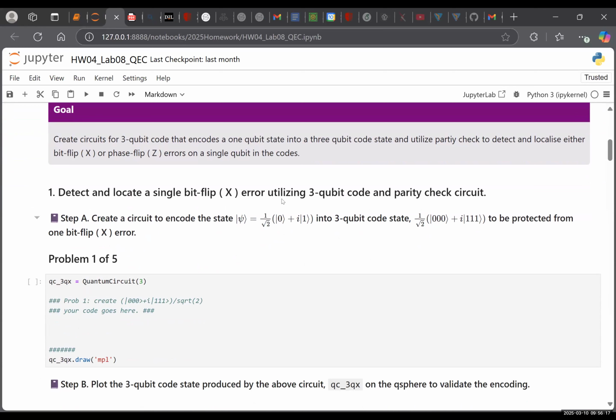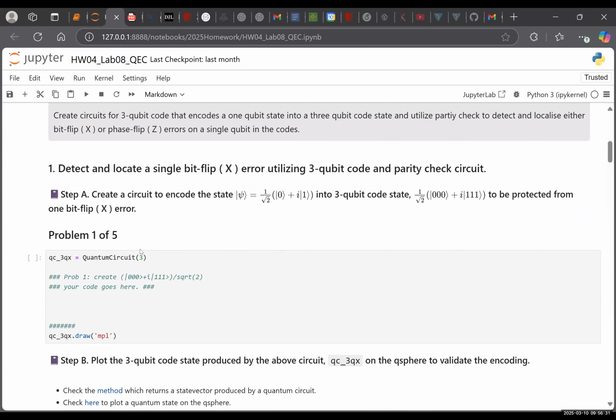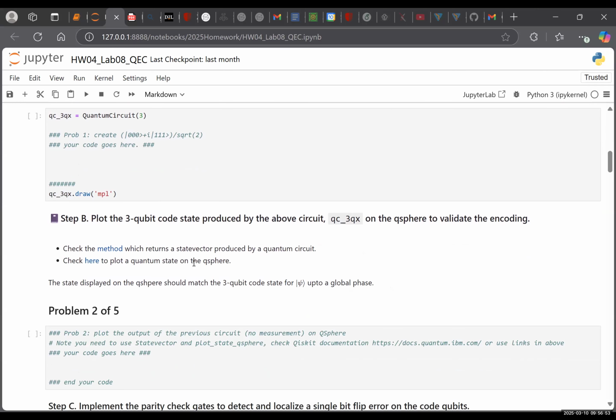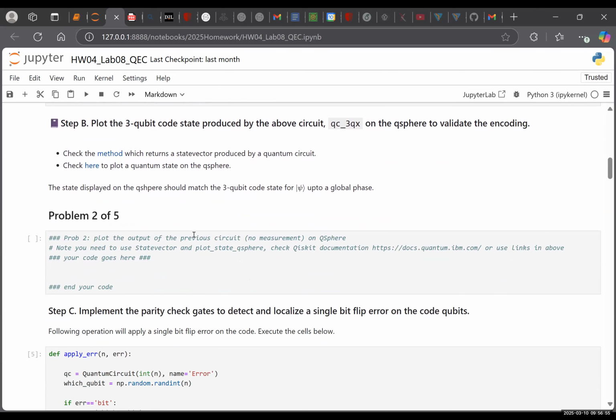This is assuming the encoded state is psi, and then you will encode into 000 plus i times 111. And this is just to ask you to create a state. And this is the circuit we have, right? The encoding circuit. First, you need to create this and you do the encoding. Okay, this is just plotting that.